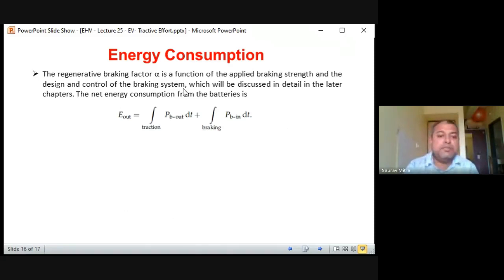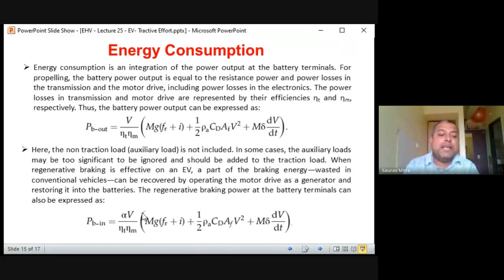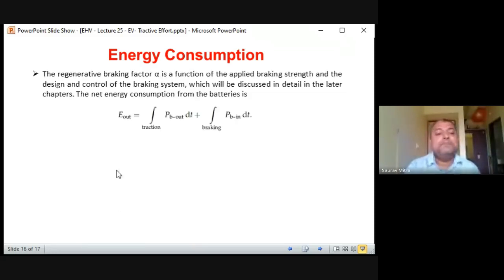You see the previous two expressions. This is the output power, and this is the input power during regenerative braking. Whatever terms are there in the output power, the same terms are there in the regenerative braking input power as well, only multiplied by a function of alpha. So what is alpha? Alpha is the regenerative braking factor. It may be 0.1, 0.2 or something.